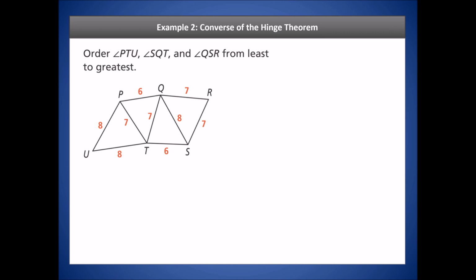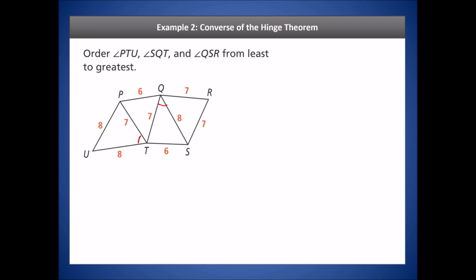All right, so now let's look at an example using the converse of the Hinge theorem now that we proved it. So here we want to order the angles PTU, SQT, and angle QSR from least to greatest. So notice that we're doing the opposite of what we did before. Before we were trying to order the sides, and now we're trying to order the angles. So we're interested in this angle here, PTU. We're interested in SQT, and I'm not trying to show that these are congruent by any means. I'm just trying to indicate the angle that we're interested in.